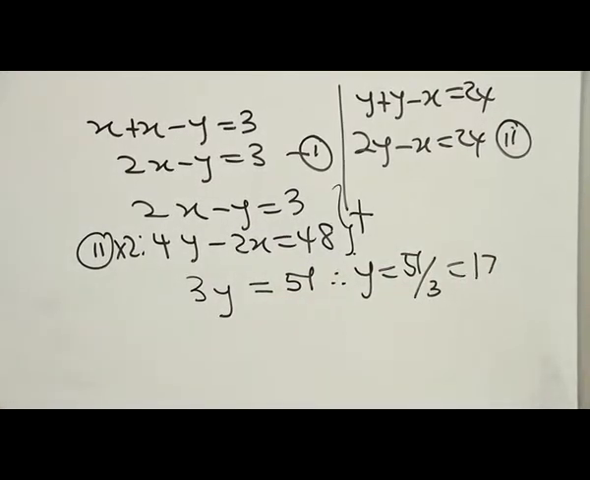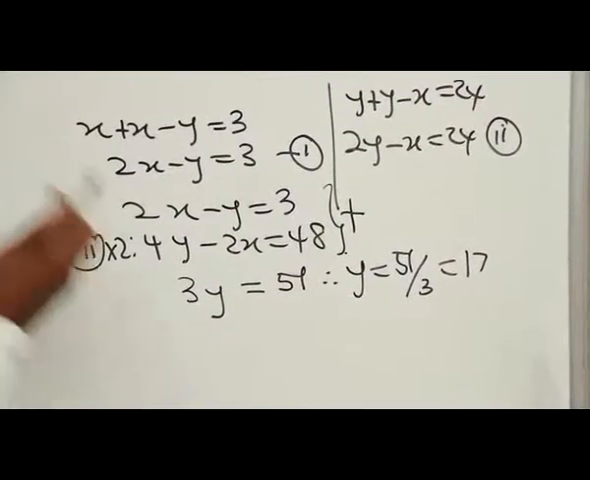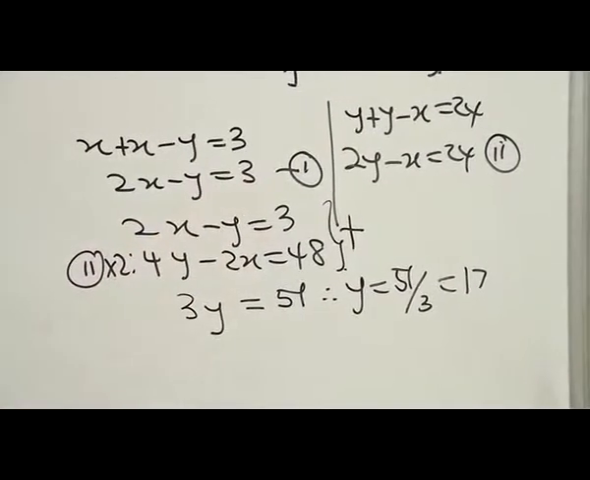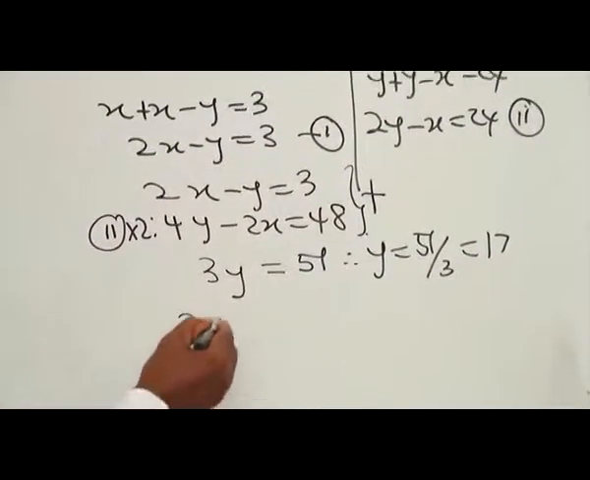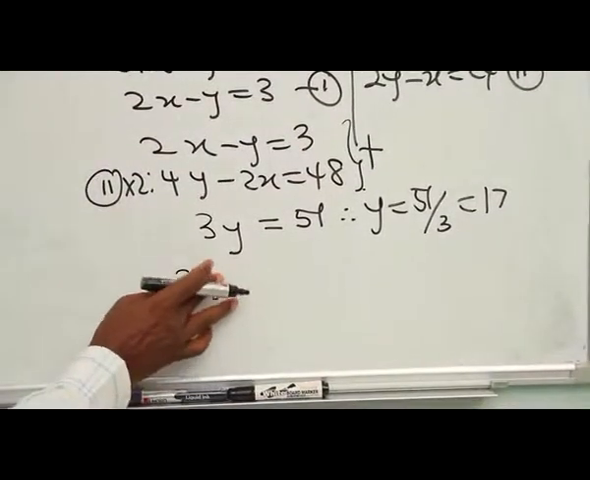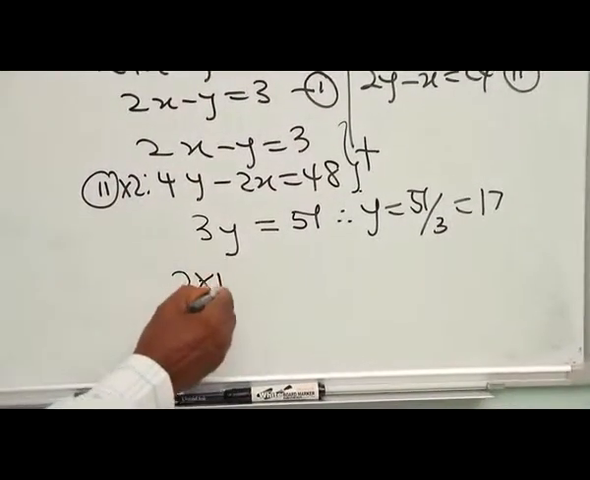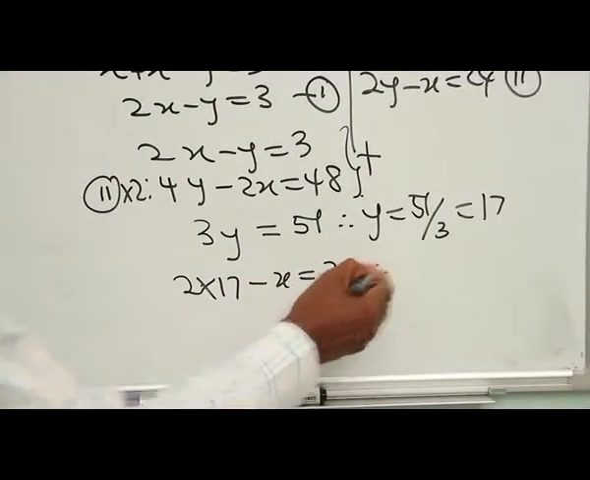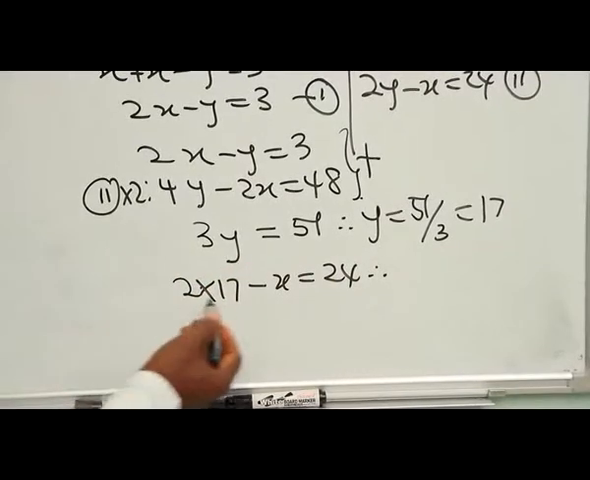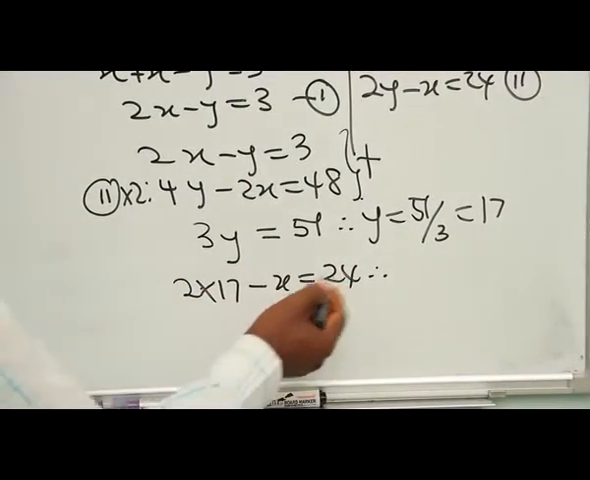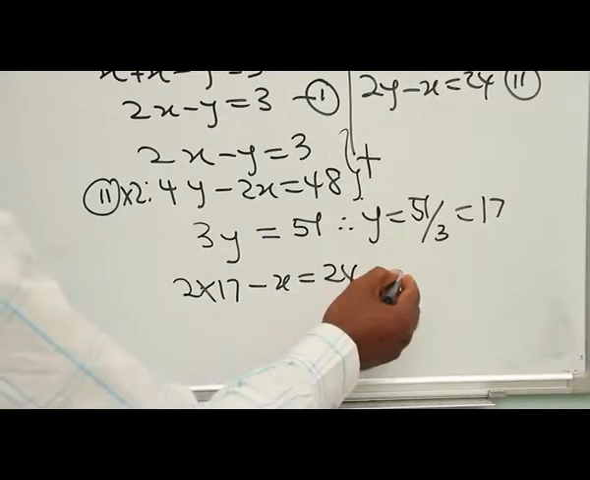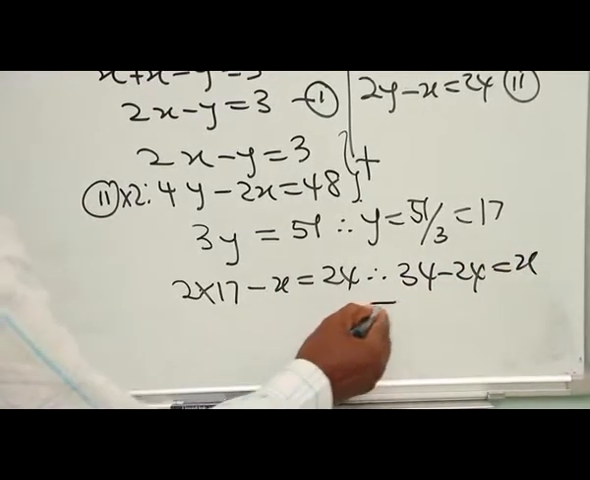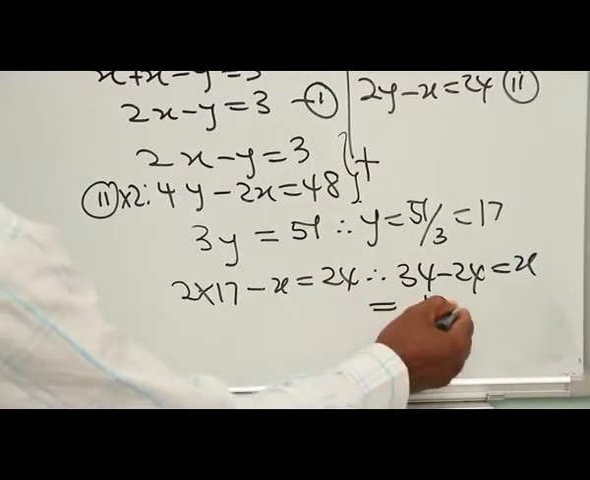Then you can now get the value of your s by substituting in any of the equations. Let's substitute in equation 2. So we have there 2y, which is now 2 times 17. 2 times 17 minus s is equal to 24. Therefore, solving this one, you have 34 here, and then of course that becomes 34 minus 24 is equal to your s. And so your s in this case is equal to 10.